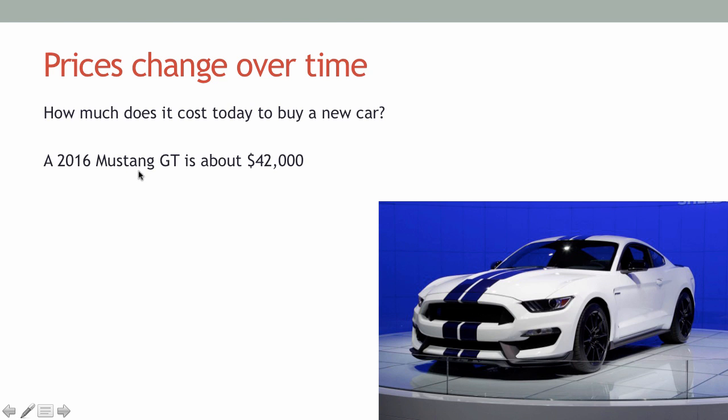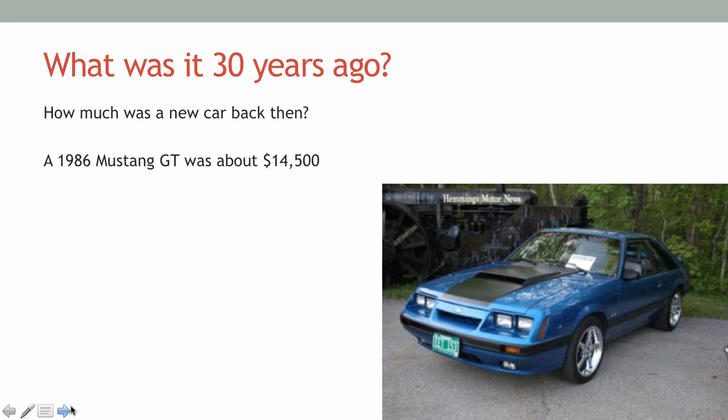But what's funny, let's take this 2016 Mustang. Today it's $42,000. But if we wanted to go to 1986, so 30 years ago, to your dad's Mustang GT, it only cost $14,500. And there it is. Pretty slick ride, right? Looks like an antique, but that was a big deal back then. So things cost more as time goes on. We kind of know this, right? We always laugh about how cheap things were back in the day.